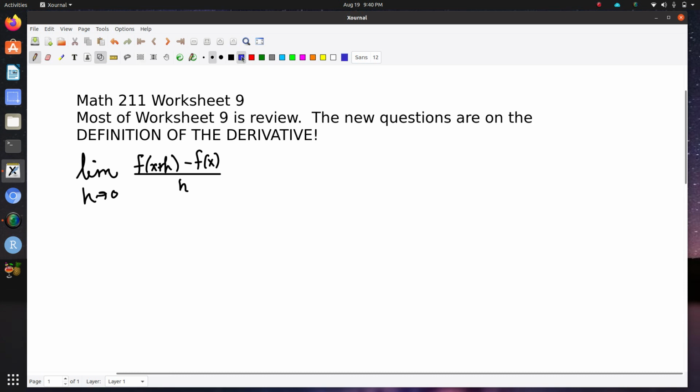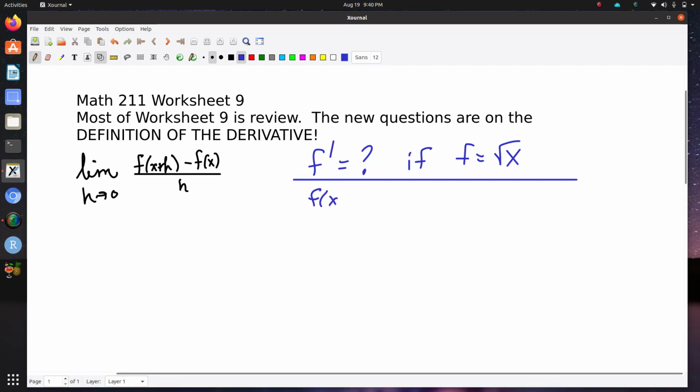Okay, and finally the last little stunt. f prime is equal to what if f is equal to the square root of x? I'm getting really lazy with the way I write my questions now. All right, so use the definition of the derivative. So f of x plus h, this looks really obvious. The square root of x plus h. Ooh, I'm really shocked. Okay, but then what do we do now?